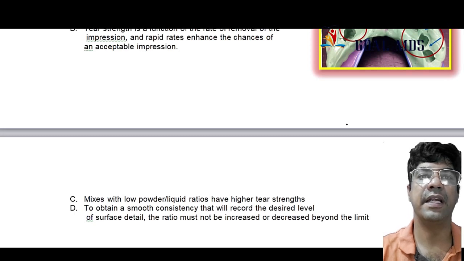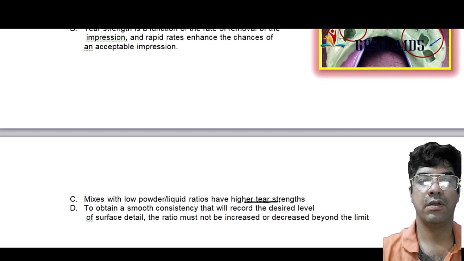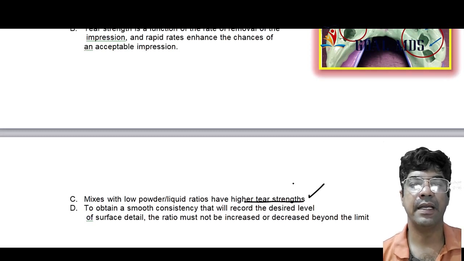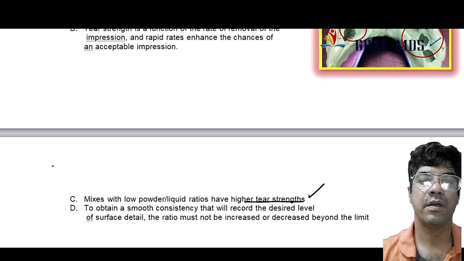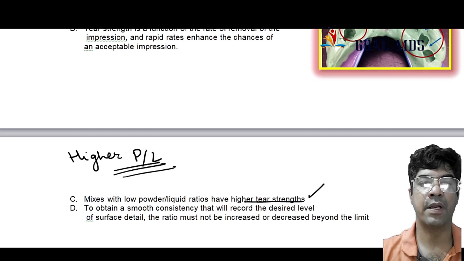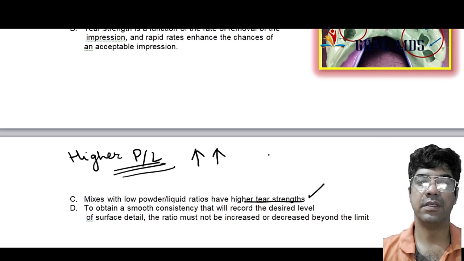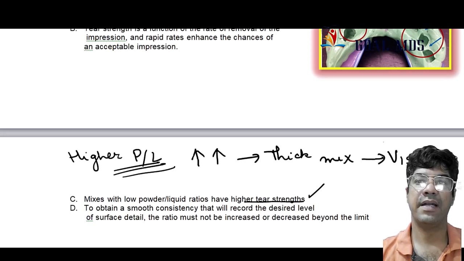So the incorrect statement is that mixes with a low powder ratio have higher tear strength. The tear strength of alginate tends to increase with a higher powder liquid ratio, and not the lower one. A higher powder liquid ratio results in a thicker, more viscous mix that will have a higher tear strength.